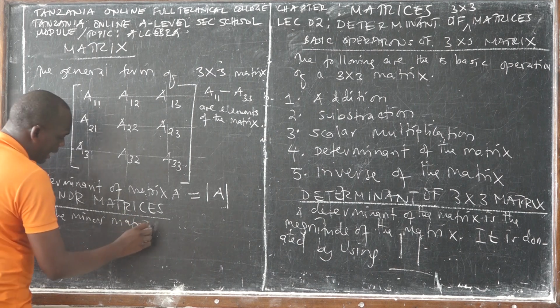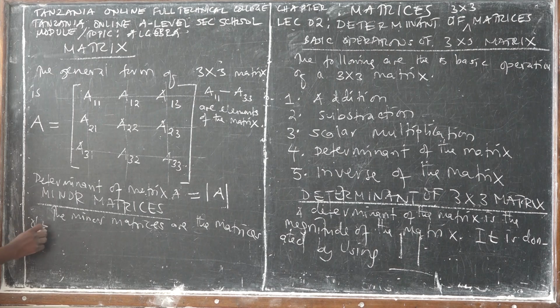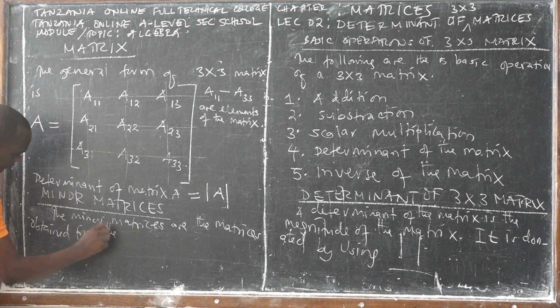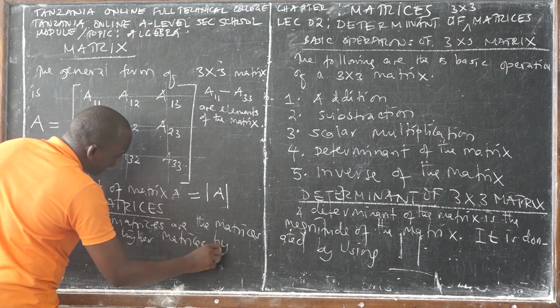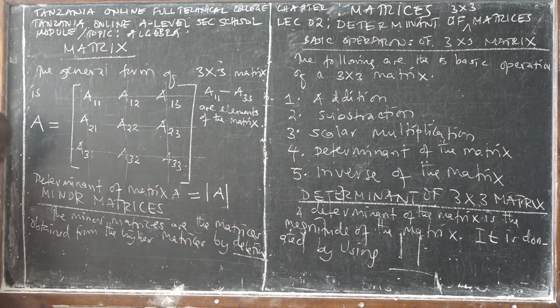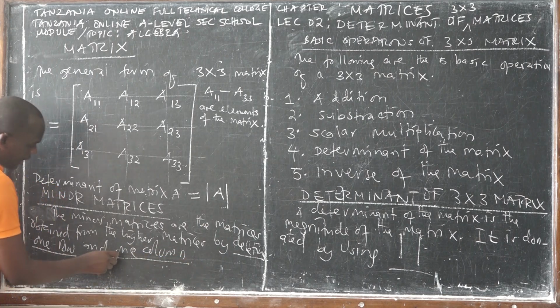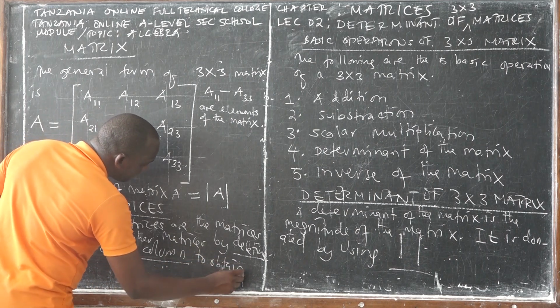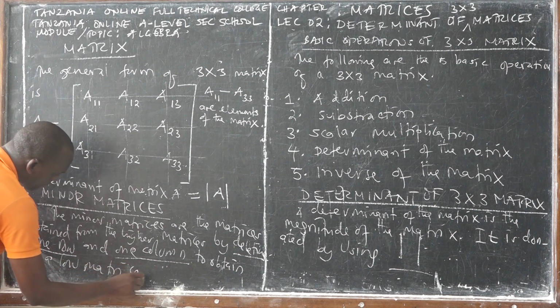So the minor matrices are the matrices obtained from the higher matrices by deleting one row and one column to obtain lower matrices.